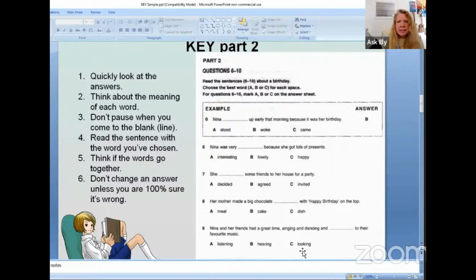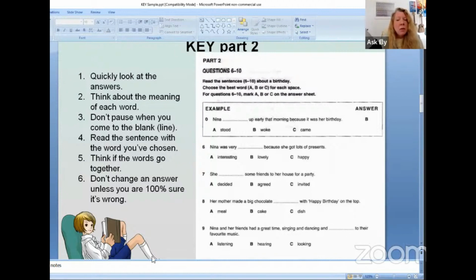Let's read the sentence. Nina and her friends had a great time singing and dancing and to their favorite music. Okay, so we know we don't look at music, right? We're not looking. So is it listening or hearing? If you said listening, that's right, because that's actively listening to music. Right. And remember, don't pause.